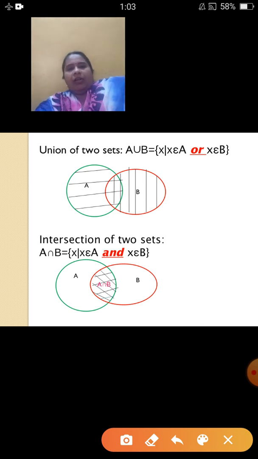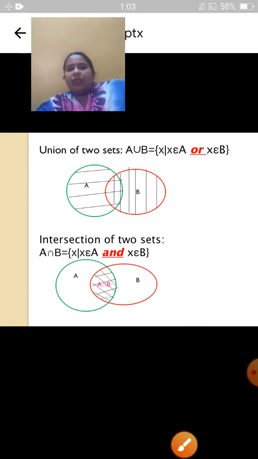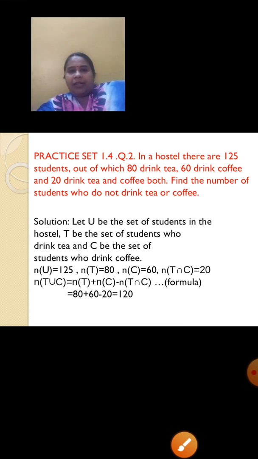Okay. Now with this, let us continue with the next practice set sum, that is question number 2. I am reading the question for you. In a hostel, there are 125 students, out of which 80 drink tea, 60 drink coffee, and 20 drink tea and coffee both. Find the number of students who do not drink tea or coffee.